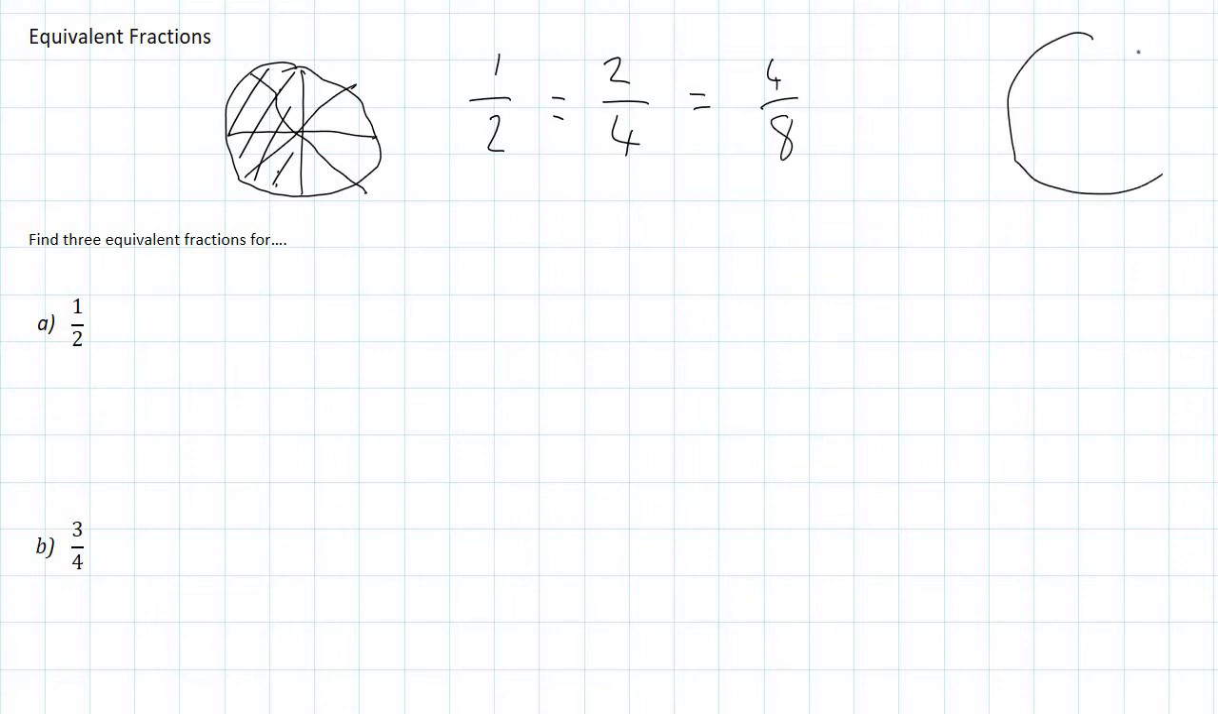Okay, or I could have started off, here's another half. I could have cut each half into 3. Okay, 3 equal bits, and then it's the same as 3 out of 6. And these are all equivalent fractions, they're all the same.